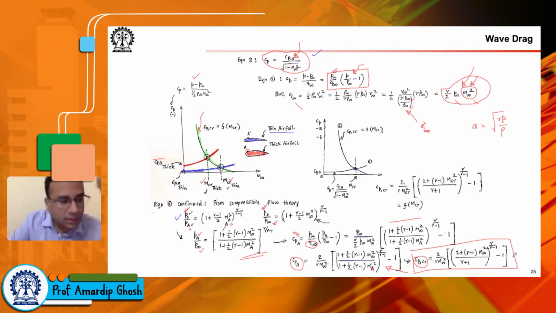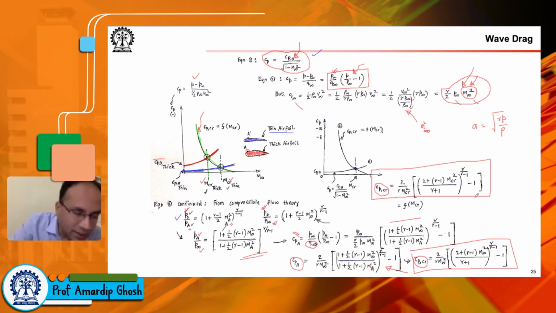Interestingly, this M infinity is nothing but the critical Mach number, right? Because it is that M infinity where MA has become 1. Okay, so then we can write this form, that is Cp critical is a function of M infinity, but implicitly that M infinity is actually M critical.